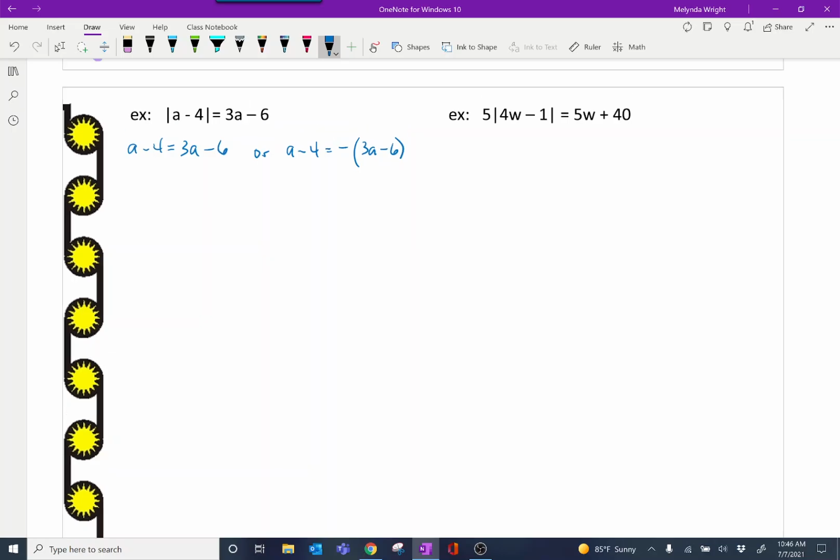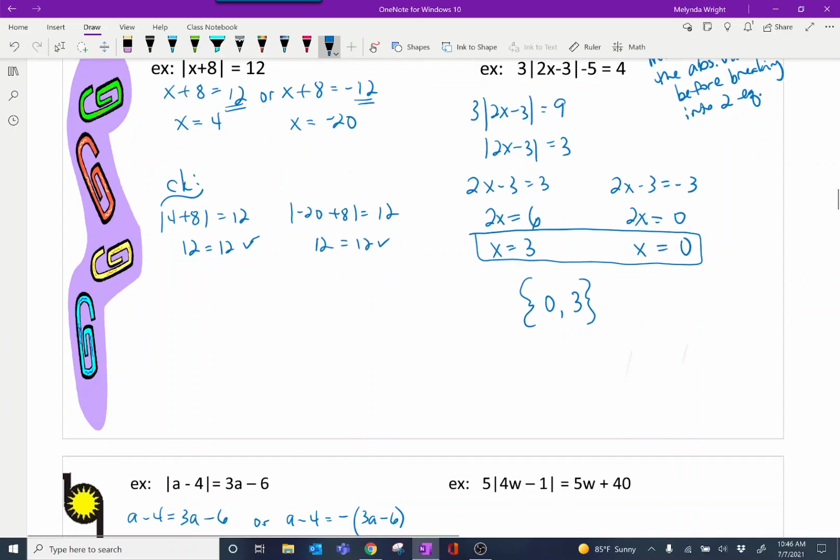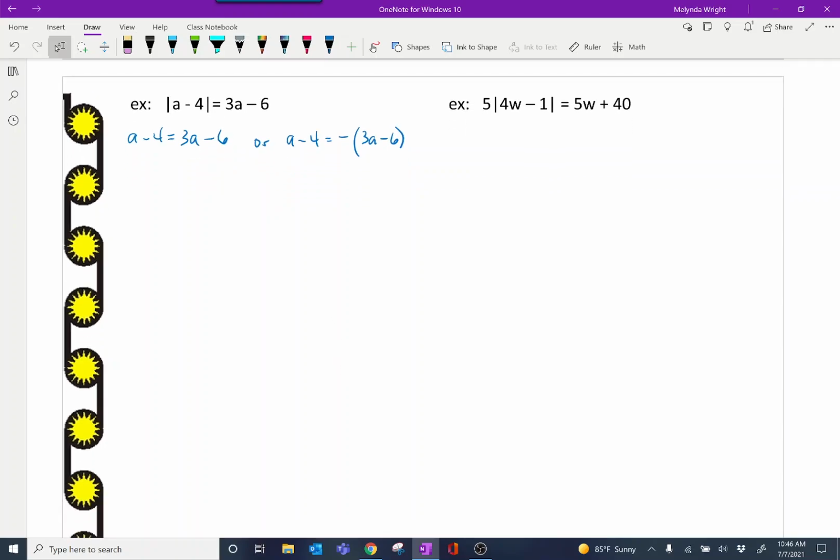At the top, when we were working with just numbers, we set it equal to the positive value or the negative value. And so I'm just trying to be consistent with that. So we're going to set it equal to exactly what it is, or the opposite of exactly what it is. Okay, so now let's solve that.